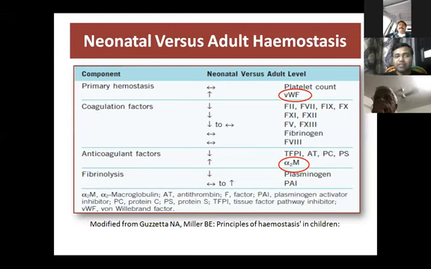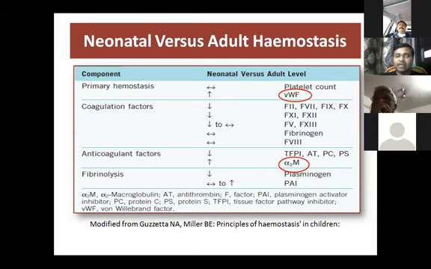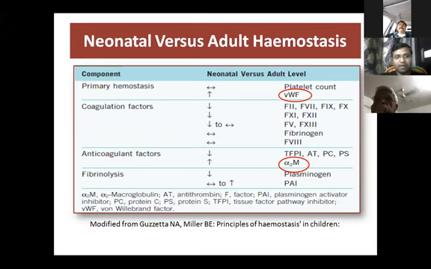Anticoagulant factors, yes, all are reduced except alpha-2 macroglobulin. Fibrinolysis, yes, plasminogen is less, but the plasminogen activator inhibitor is almost the same or slightly more than in the adult.